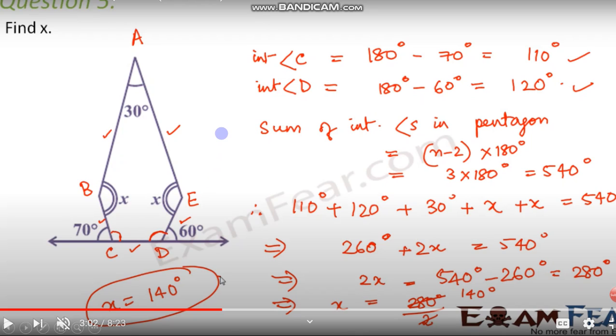So students, let's check whether the given figure is a quadrilateral. No, because it has one side, two sides, three sides, four sides, and five sides. That means it is a pentagon. It is not a quadrilateral. Now we want to find the value of x, these two values.